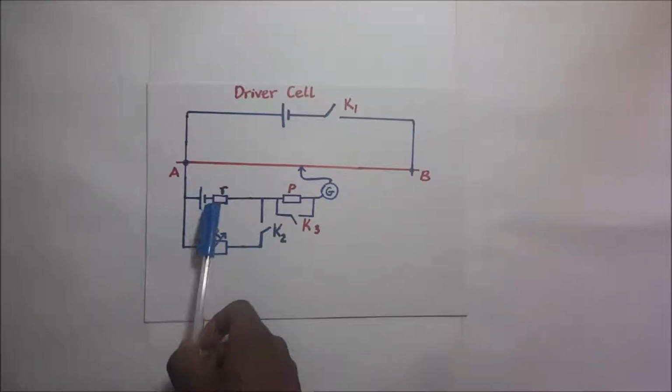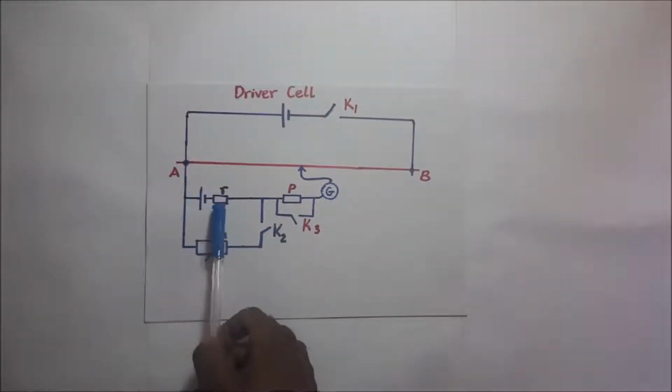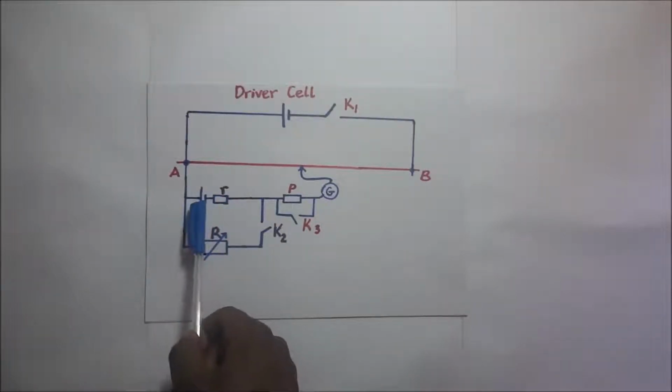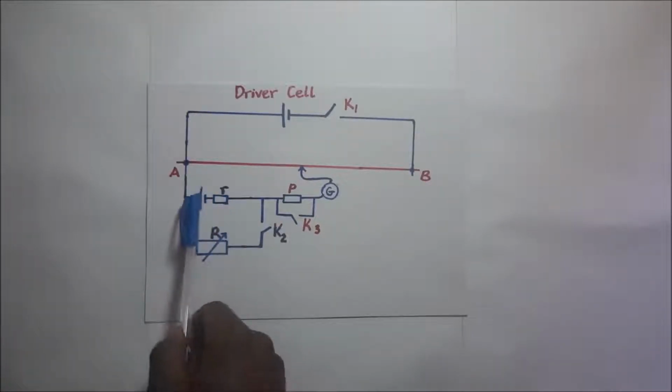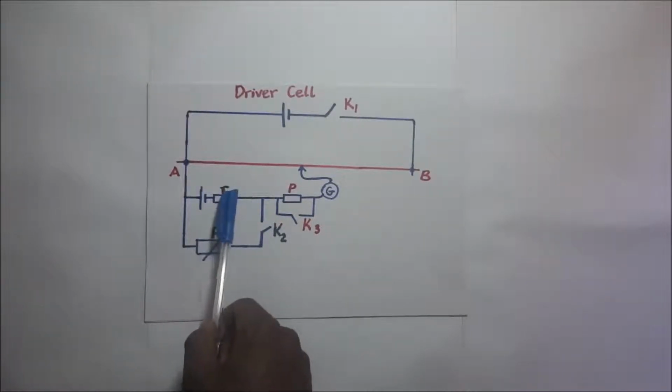We call this the cell, and of course this internal resistance small r is embedded inside the cell, but we'll represent it like that. So it is as though it is in series with the cell, but actually this internal resistance is inside that cell. So this is the cell whose internal resistance we want.